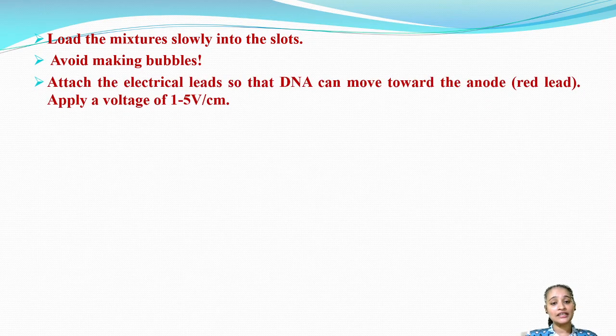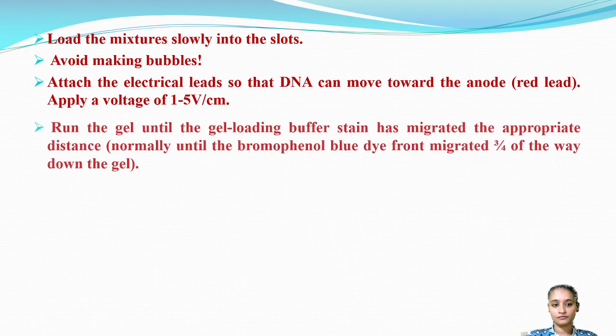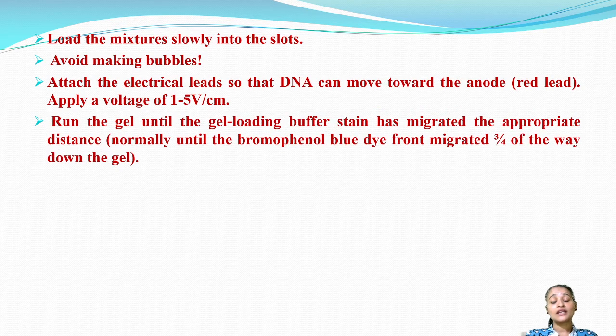Attach the electrical leads so that DNA can move towards the anode, because our DNA is negatively charged, so it has to move towards the anode that is positively charged, that is the red lead. You need to apply a voltage of 1 to 5 volts per centimeter. Now run the gel until the gel loading buffer stain has migrated the appropriate distance, that is normally until your bromophenol blue dye front has migrated three-quarters of the way down the gel.